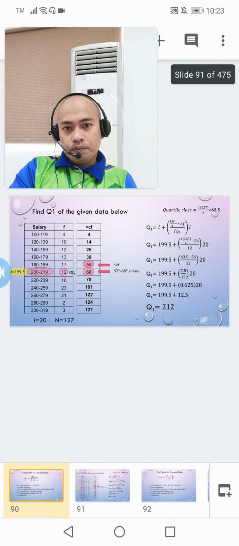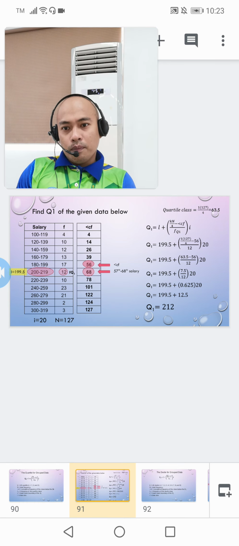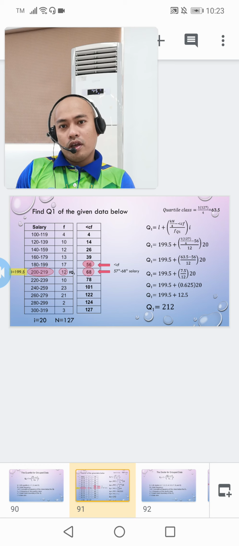Alright, so if we go back to this data, I've already presented the computation of the k times n over 4, which is seen on the upper right part of this slide. So it is given by 1 times 127 over 4. Why is it 1? Since the value of your k is 1, since we are looking for quartile 1. 1 means that is the nth quartile that you are finding. So we are looking for quartile 1, that's why k will be equal to 1.